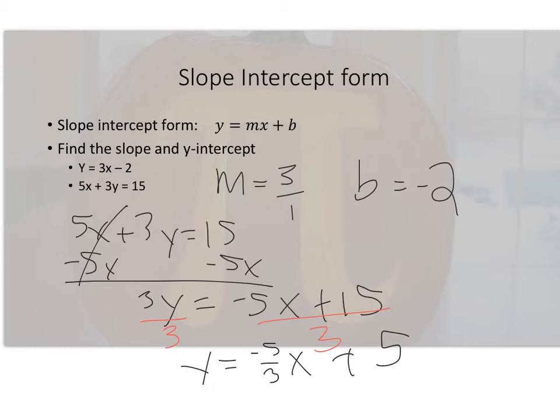So to answer the actual question, the slope of this line is -5/3. And you don't write the x, you just write the number because it's the number in front of the x in the m position, and then the y-intercept would just be 5.